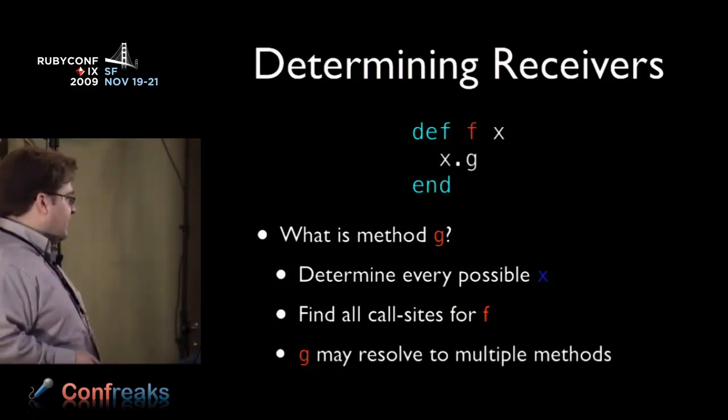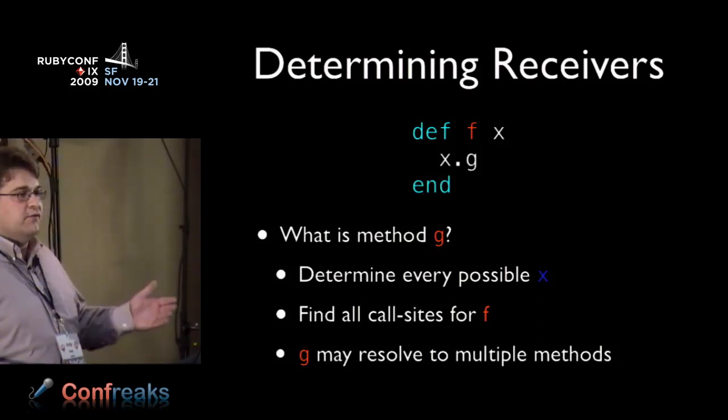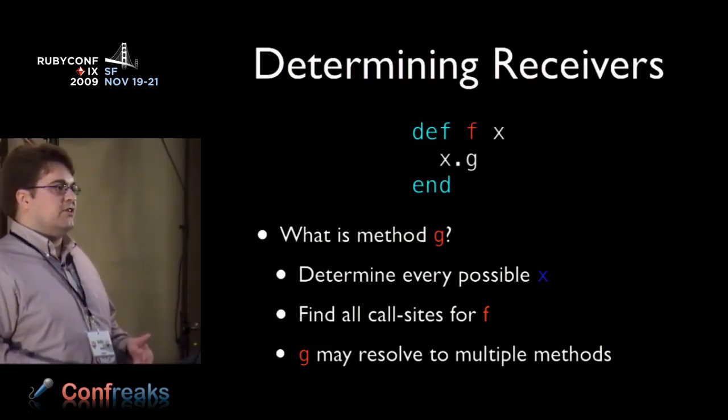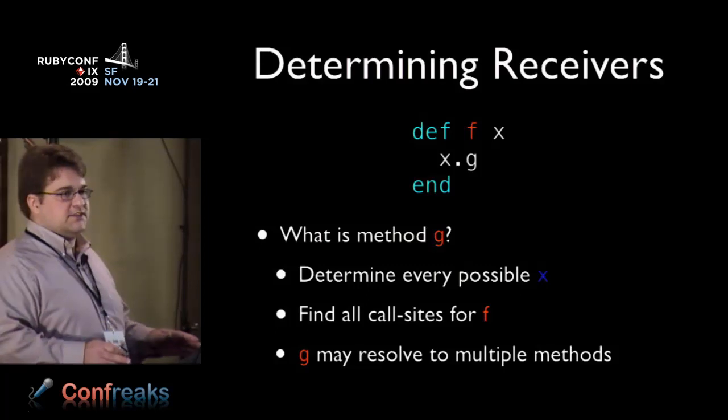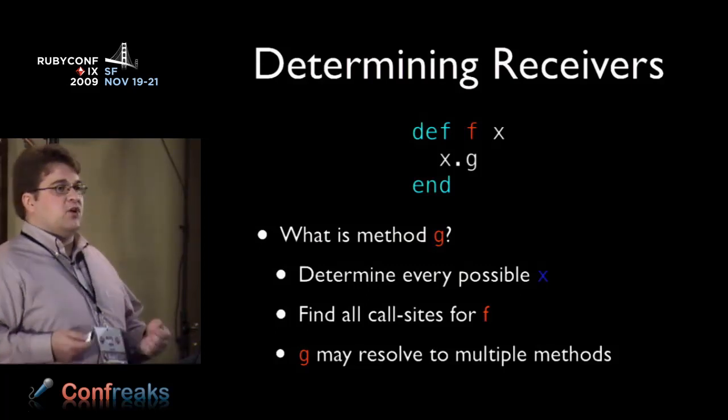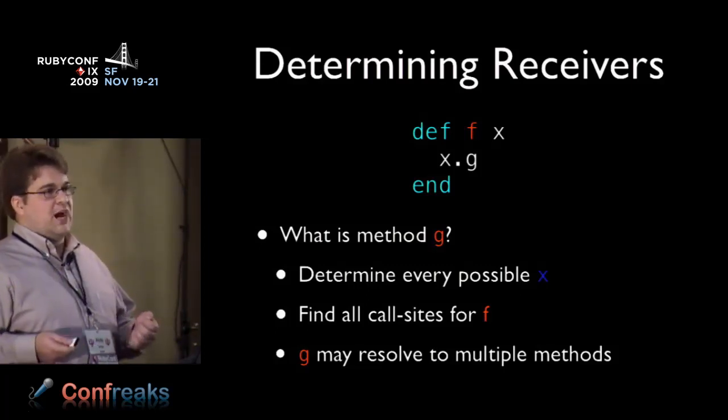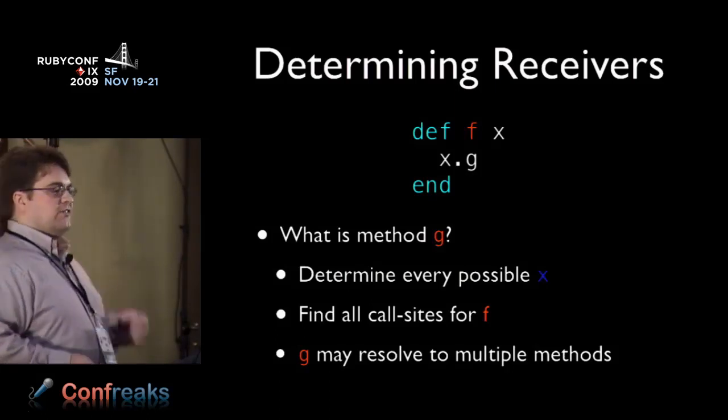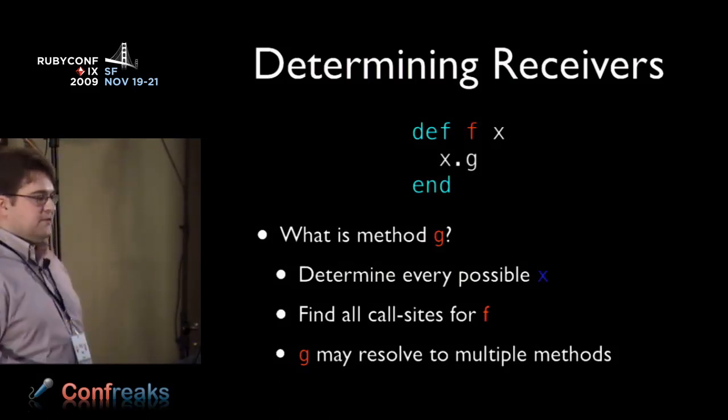And of course, we may find that g actually resolves to a number of different methods, and we will need to make sure that all of them are safe in order to say that f is safe, or we'll need to do some sort of call site specific optimization where we say, at this call site, this is safe, and at this call site, it's not.